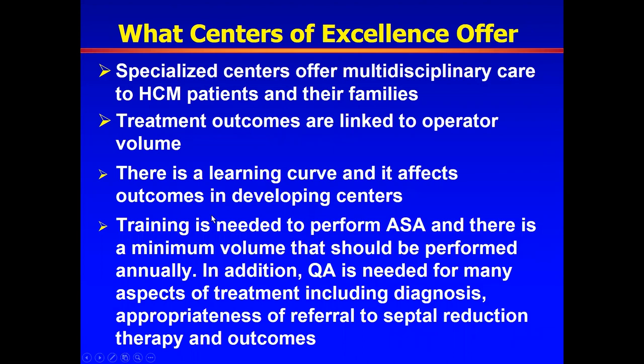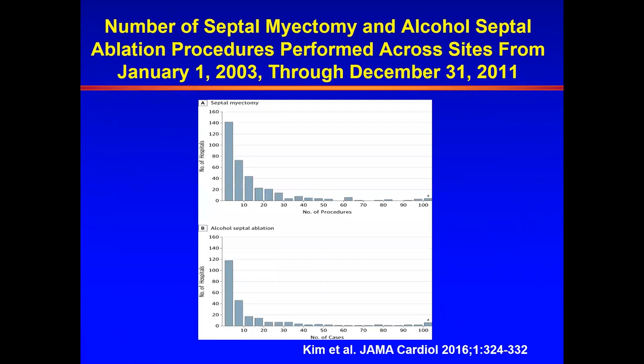There is a learning curve, and there is a component of training as well as QA that needs to happen through all the stages at which these patients are evaluated. Just to show you an example, this is the number of septal myectomies and the number of alcohol ablations in several hospitals. You can see that the vast majority of hospitals, 120 hospitals or so, do very few procedures. One or two hospitals may do 100 ablations or 100 myectomies.